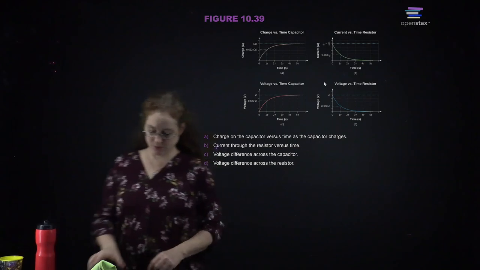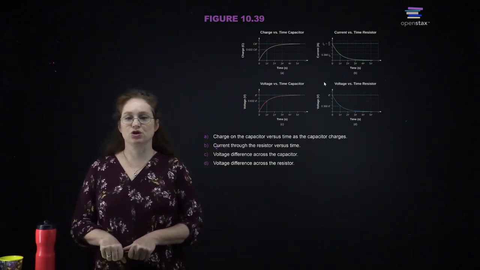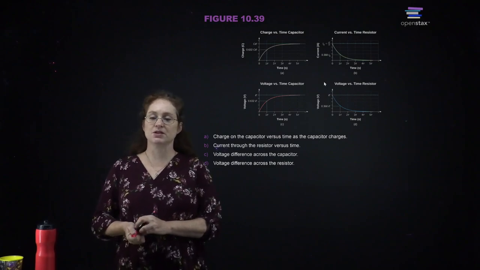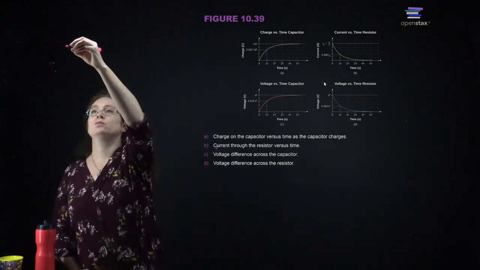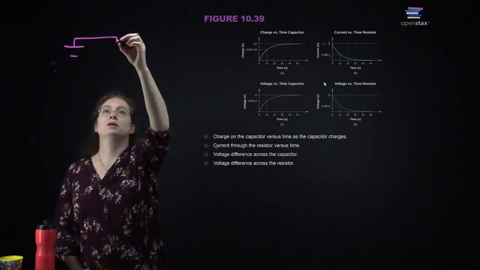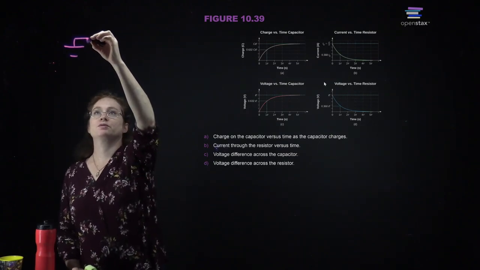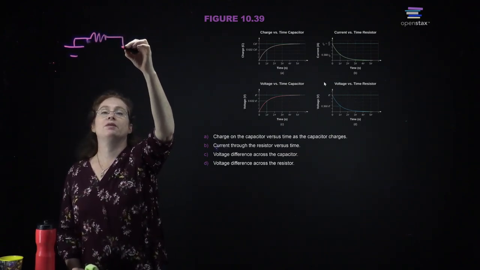Okay, so we're going to look at what happens as we charge up the capacitor. So that's when we flip the switch, and we've got to put a resistor in there, and then we have our capacitor.